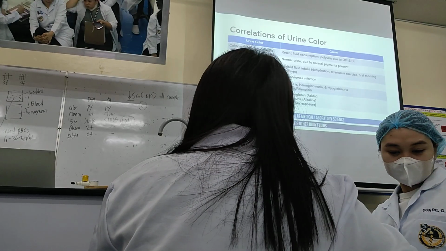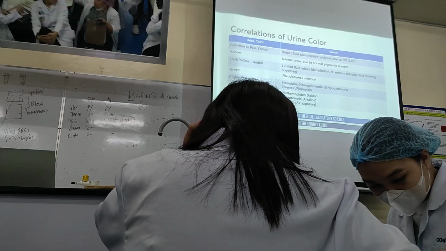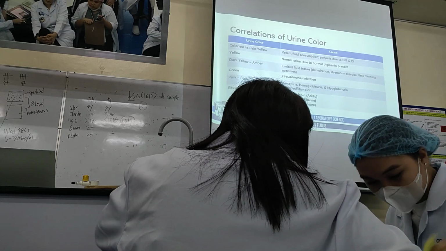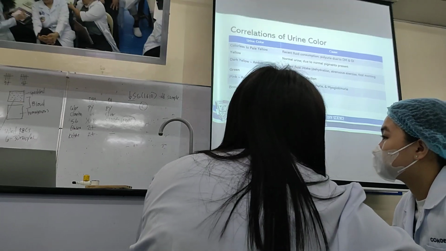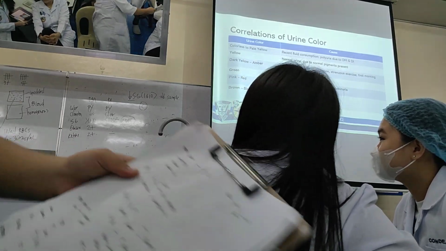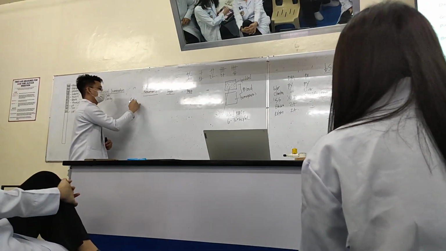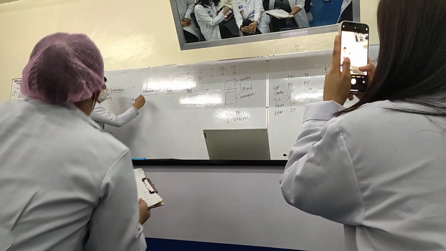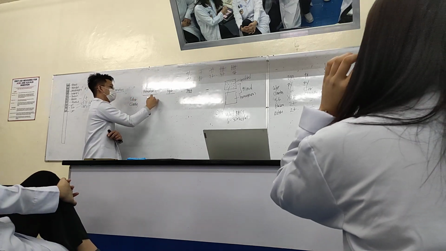Okay, so we have your hematuria, your hemoglobinuria, and your myoglobinuria. Okay? So first, you can differentiate this class through physical examination. Color and the clarity. Okay? What's the color of hematuric urine sample? Red. Okay?